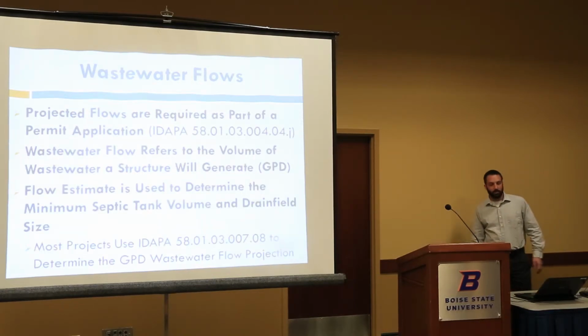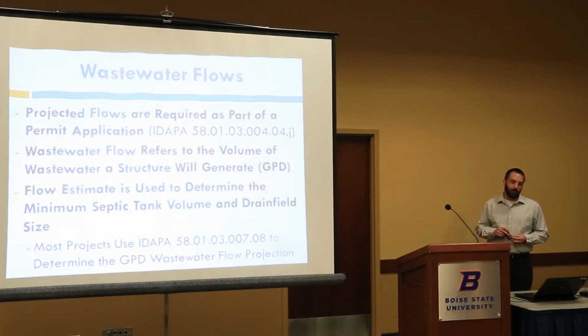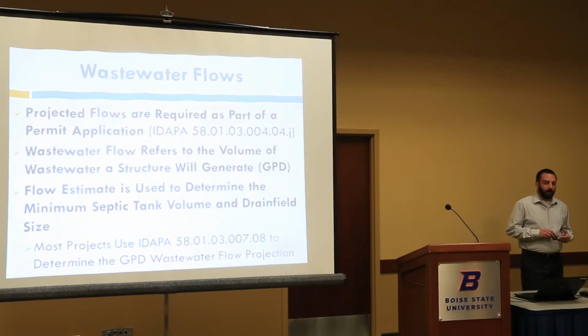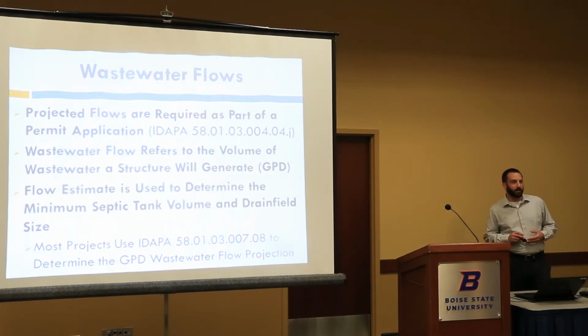Another big section that we've added in this year is wastewater flows. So this is another part of the application, and this is something that's new. Basically, every system, every permit application that comes in, there has to be some form of projected wastewater flow associated with it. That's a subsurface rule requirement. The wastewater flows, when we talk about that, refers to the volume of wastewater that a structure is going to generate in gallons per day.